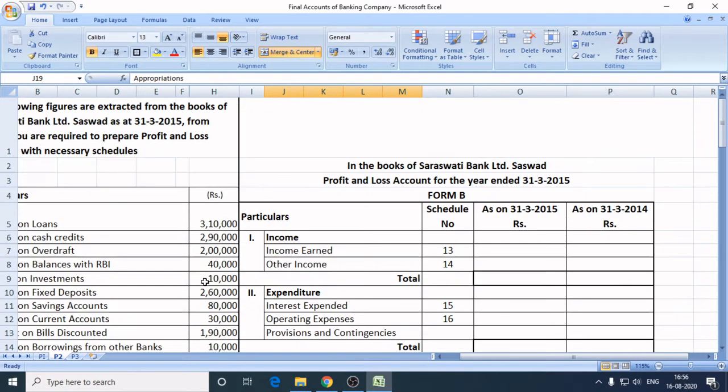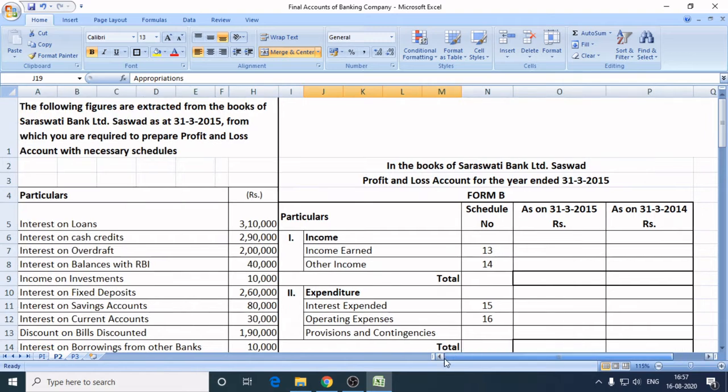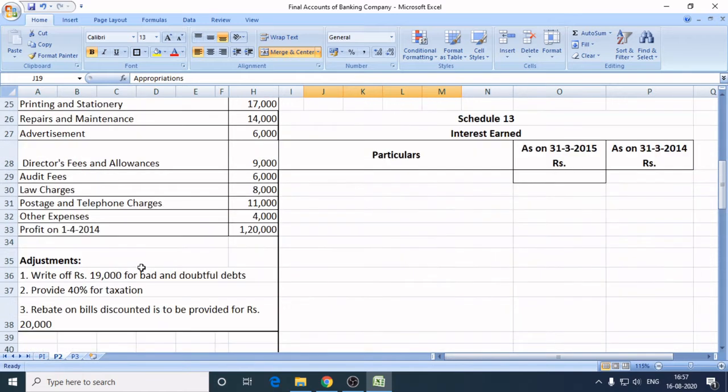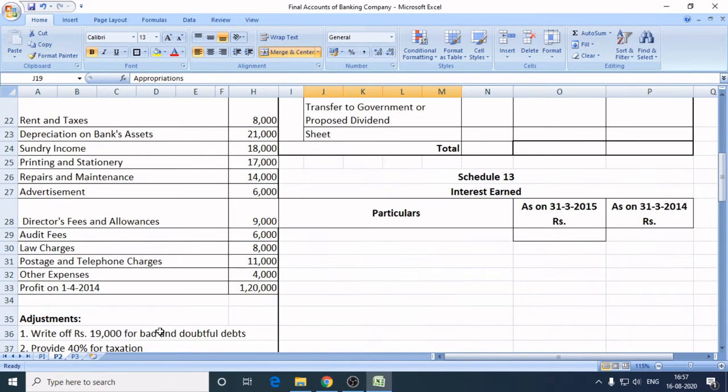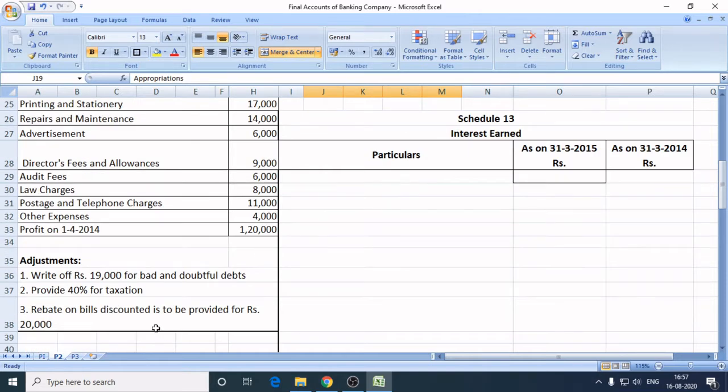But before starting the posting of these particulars, let's first read the adjustments in detail. Adjustment number 1 is write off 19,000 for bad and doubtful debts. We know bad and doubtful debts will have two effects. One effect will be shown here in provisions and contingencies, and the second effect is that we have to deduct it from advances, Schedule number 9, but here we are not preparing the balance sheet, so ignore the second effect.